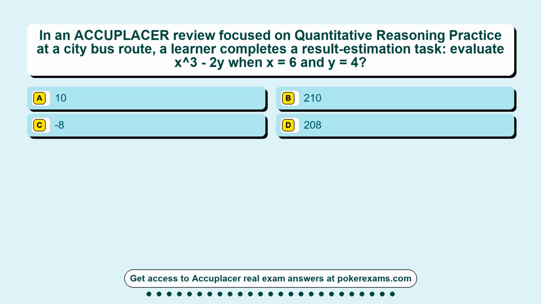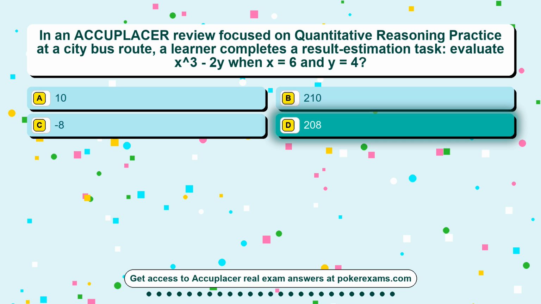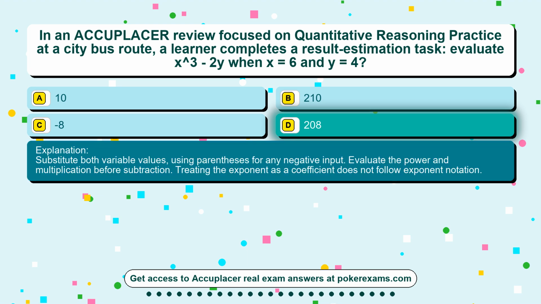Question 19. In an ACCUPLACER review focused on quantitative reasoning practice at a city bus route, a learner completes a result-estimation task. Evaluate x^3 minus 2y when x equals 6 and y equals 4. Option A, 10. Option B, 210. Option C, minus 8. Option D, 208. The correct answer is option D, 208. Substitute both variable values, using parentheses for any negative input. Evaluate the power and multiplication before subtraction. Treating the exponent as a coefficient does not follow exponent notation.